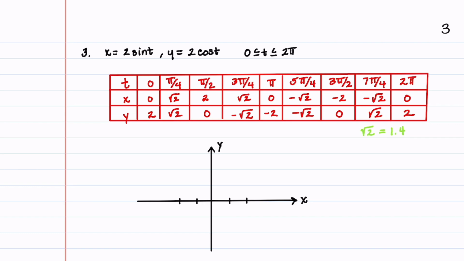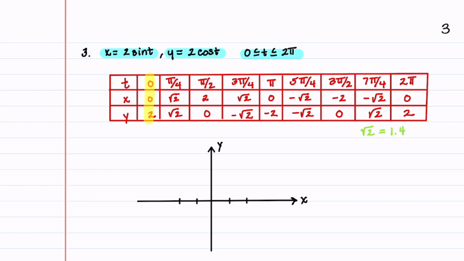Our third problem is a classic one where x is equal to 2 sine t and y is equal to 2 cosine t, and we're told that t ranges from 0 to 2 pi. To save time, I've included the values for t, x, and y in our table. These are computed just like we did in our first 2 examples. Let's now add these values to our graph.